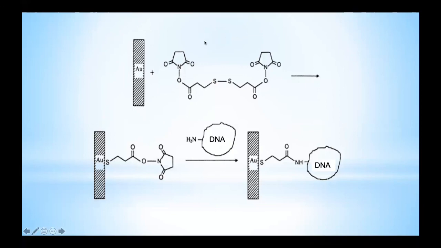This is an example of using aminated DNA. So certain functional groups have to be modified on the surface of the gold, and with that, the groups can be reacted, forming an amide bond with the amine from the aminated DNA.